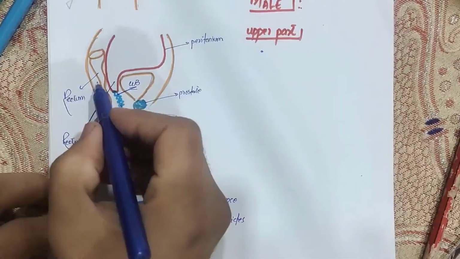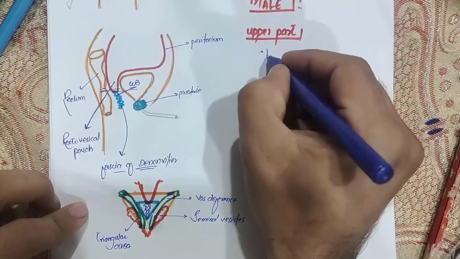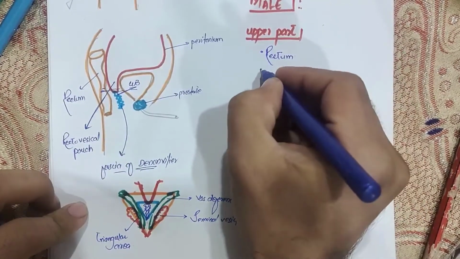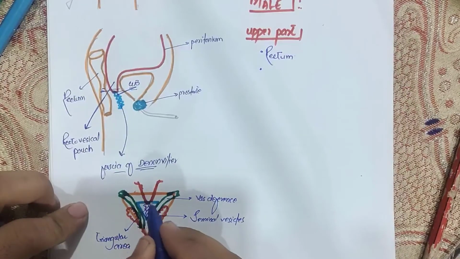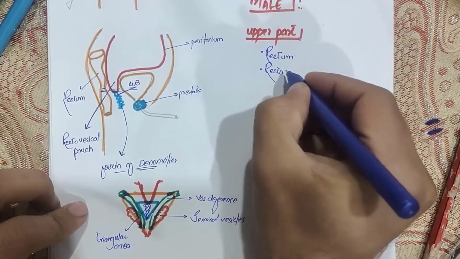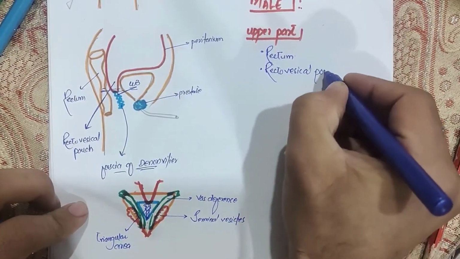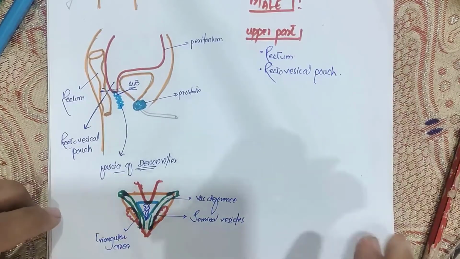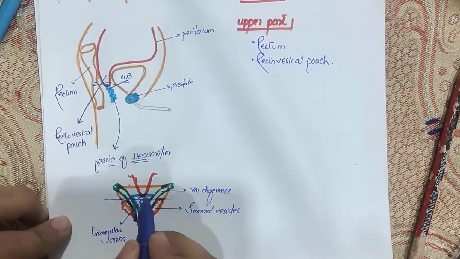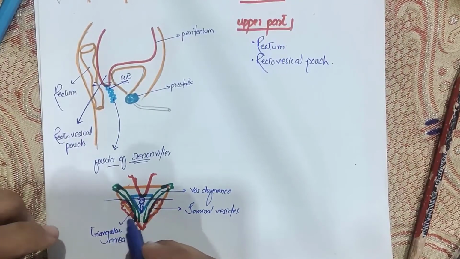There is the rectum, right? Look here, this is the rectum, so it comes in relation of it. Rectum is there, and then what is there? There is the rectovesical pouch. Rectovesical pouch is there, right? Yes, we know that. Look, if we divide it like this, so the upper part of the base of the urinary bladder, this is rectovesical pouch is there, right?